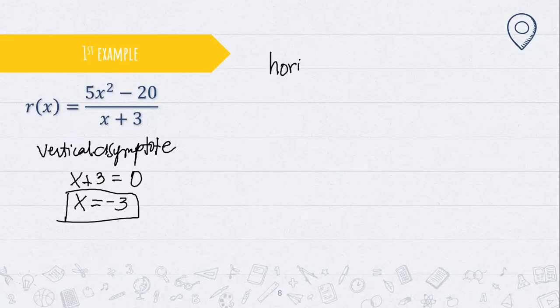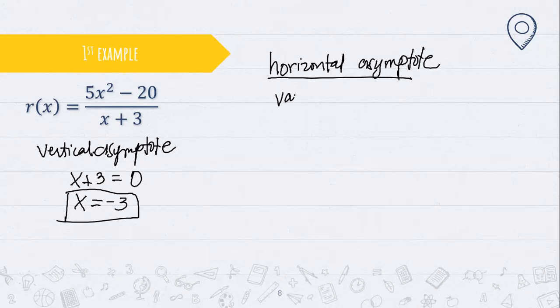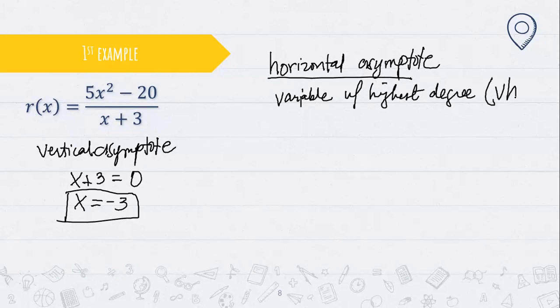Plus, ito yung medyo mahirap-hirap. Kaya makinig mabuti. Ayan. So, paano kunin si horizontal asymptote? Kinukuha si horizontal asymptote by getting the variable with highest degree. Or pwede namang VHD na lang. Variable with the highest degree.